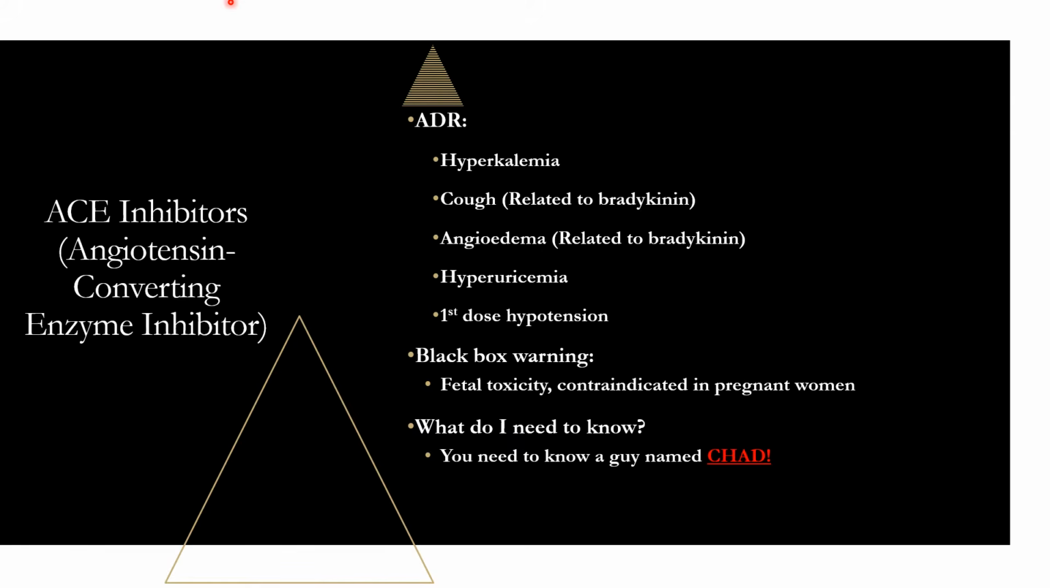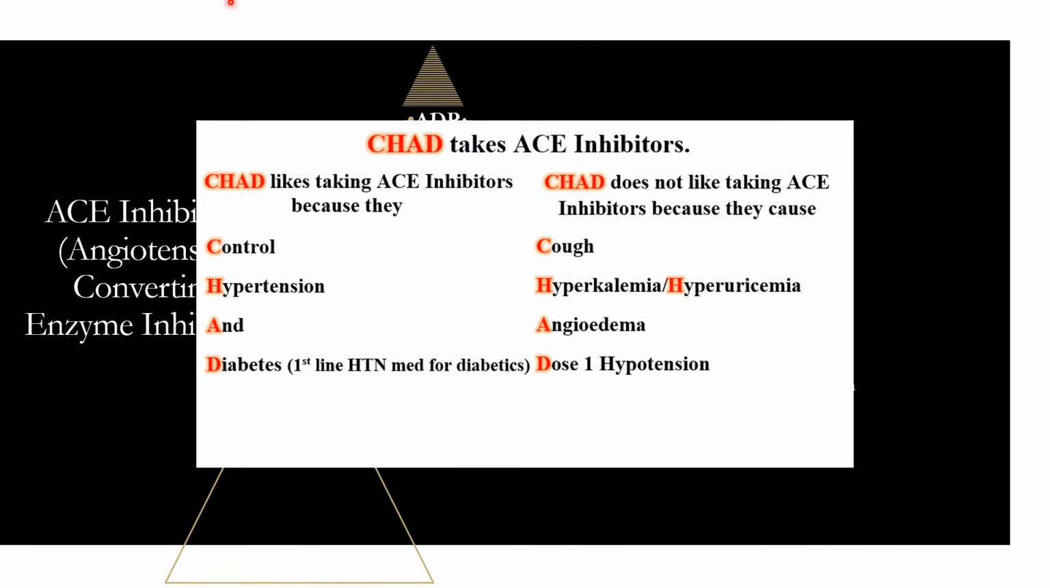You need to know a guy named Chad. So Chad takes ACE inhibitors. Chad likes taking ACE inhibitors because they control hypertension and diabetes, first-line hypertensive med for diabetics. Chad does not like taking ACE inhibitors because they cause cough, hyperkalemia, hyperuricemia, angioedema, and dose 1 hypotension.